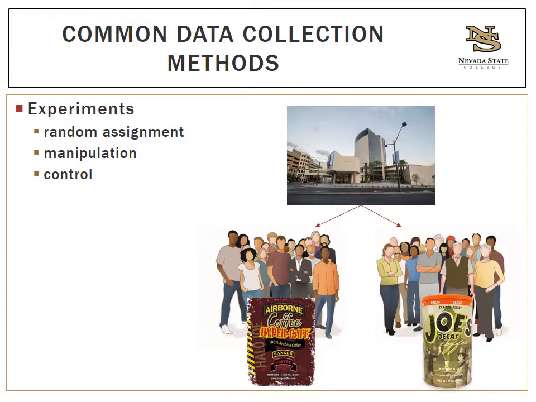You want everything else to be similar. You want to control for everything else that could possibly have an impact on whatever you're measuring. So for instance, if we look at this study, right? Random assignment, manipulation, and control.